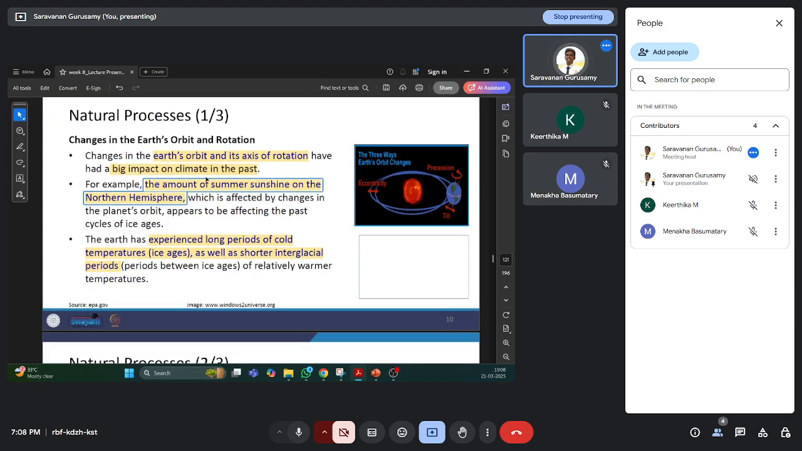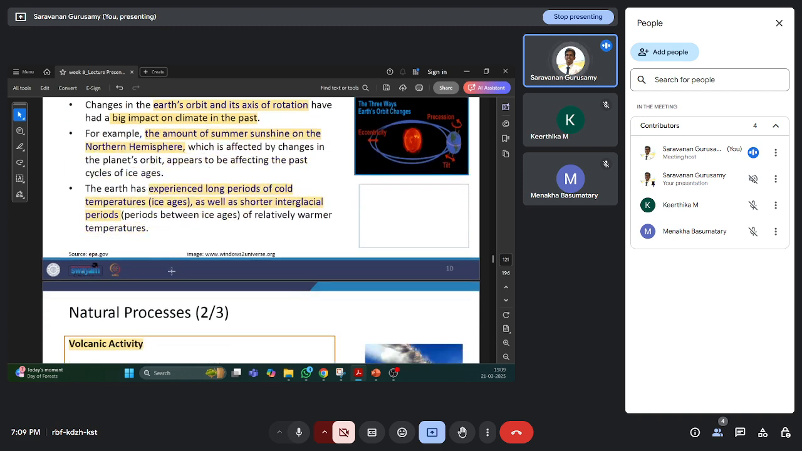There are also natural processes, like the Earth's orbit and its rotation, that may affect the climate pattern, such as the amount of sunshine in the northern hemisphere. The Earth has experienced long periods of colder temperature, like ice ages. There have been different ice ages: first ice age, second ice age. These episodes may come again. In another 10 million years, we may go into another ice age because this is a repeating process, and shorter interglacial periods may also happen.